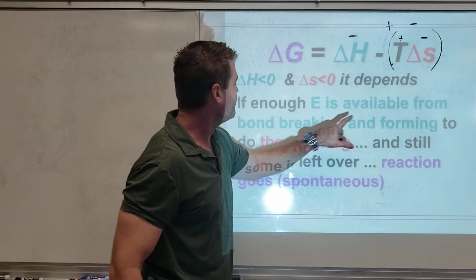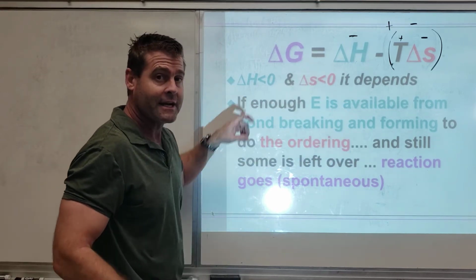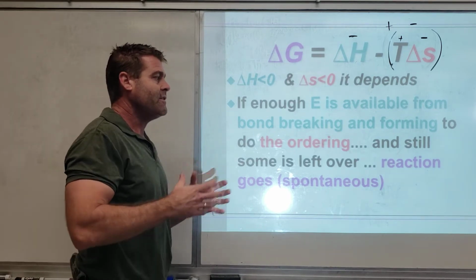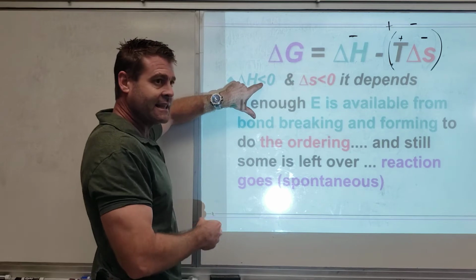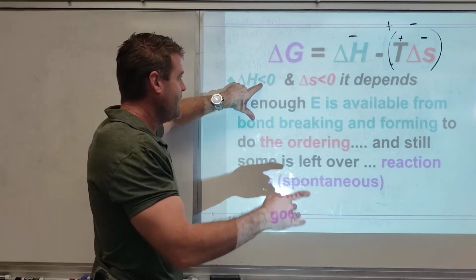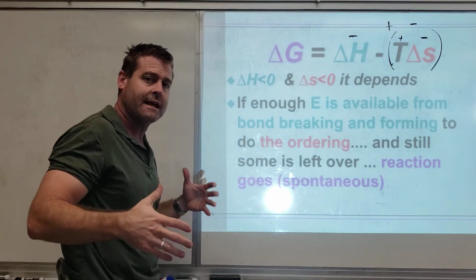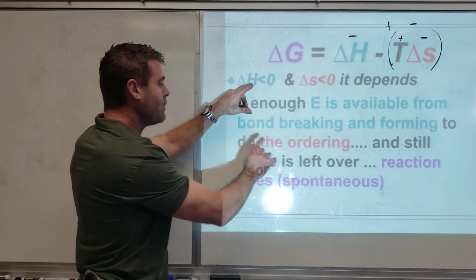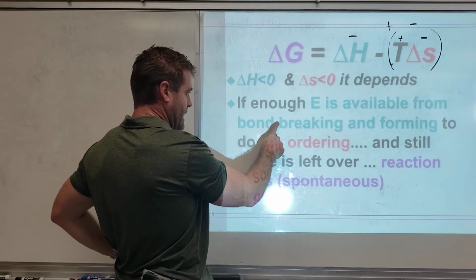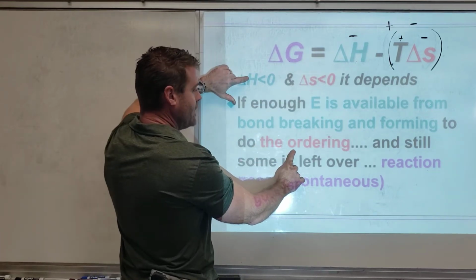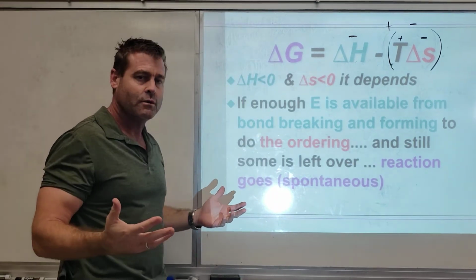If enough energy is available from the bond breaking and forming, in an exothermic reaction, more energy was given off in the formation of bonds than was required in the breaking of bonds. So overall, it's a net loss of potential energy. If that energy is enough to do the ordering, because remember, it requires energy, just like it requires energy for you to clean up your room, if you have more than enough energy given off in the enthalpy change in the reaction to do the ordering, and there's still some left over, your reaction goes, it's spontaneous, it will occur.